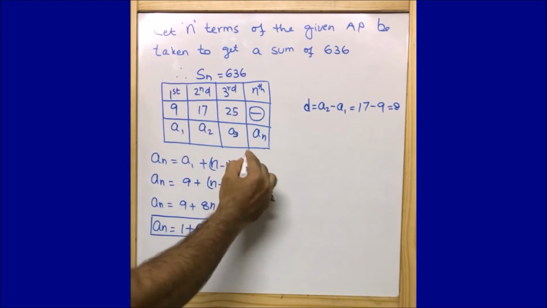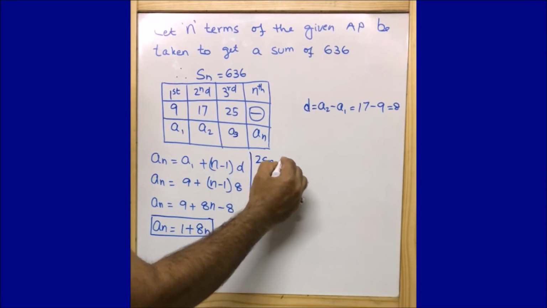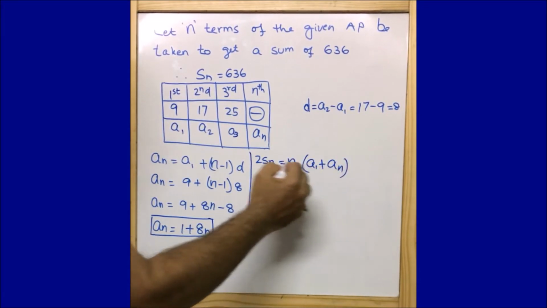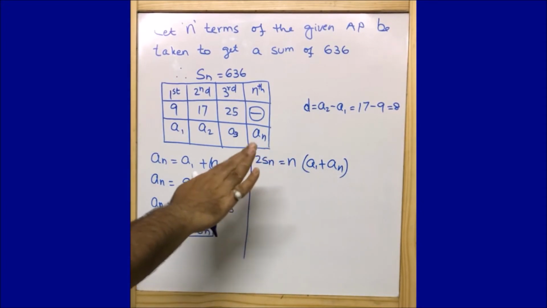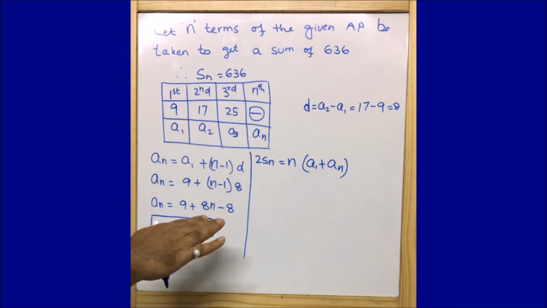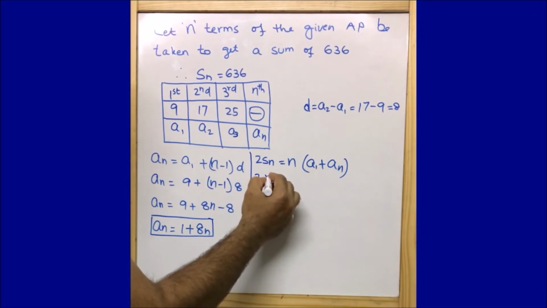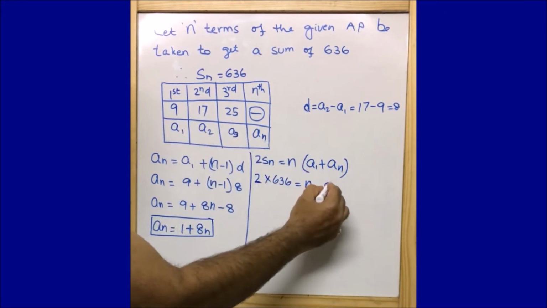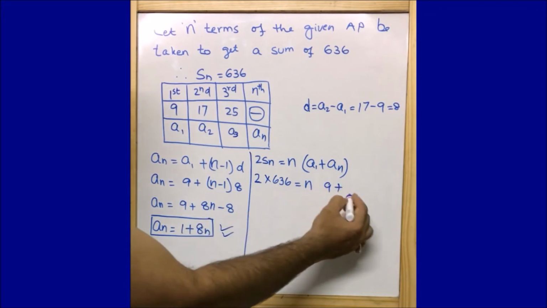Now we will be utilizing the other part. We know 2Sn is equal to n into A1 plus An. Guys, I am not dividing this n here, so I am just multiplying this n here so that the things will look straightforward without creating any confusion. Now I can write 2 into 636. I'm just replacing the values whatever I have with me. 636 is equal to n into A1, which is nothing but 9, and I will replace this value of An, 1 plus 8n.